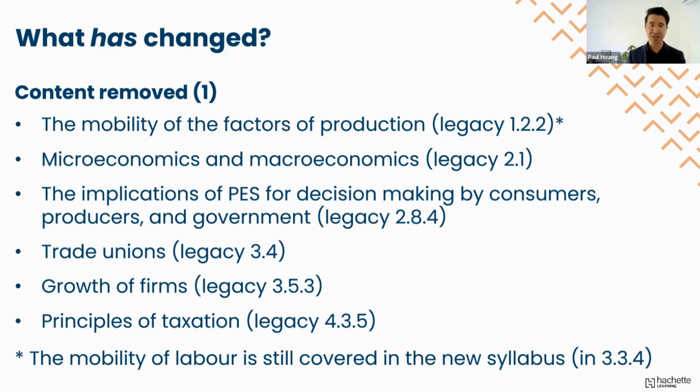Strangely, you might think, microeconomics and macroeconomics have been removed from the syllabus. It's very likely, pragmatically, when you're teaching, you'll still be using both those terms, but Cambridge will no longer be asking for things like definitions of, to define macroeconomics. The third bullet point, implications of price elasticity of supply for decision making, that's been removed as well. So we still have definitions, calculations, and determinants of PES, but not the implications of PES for those stakeholder groups.